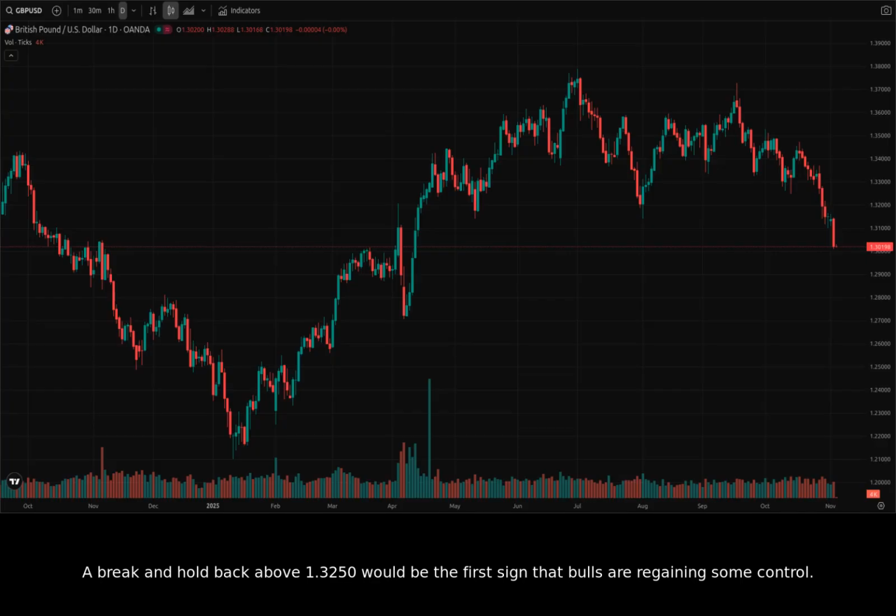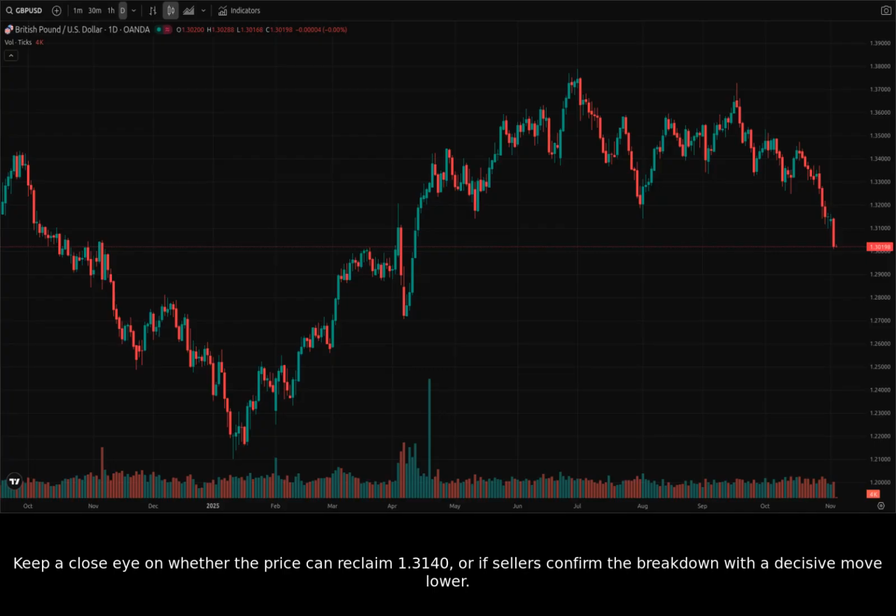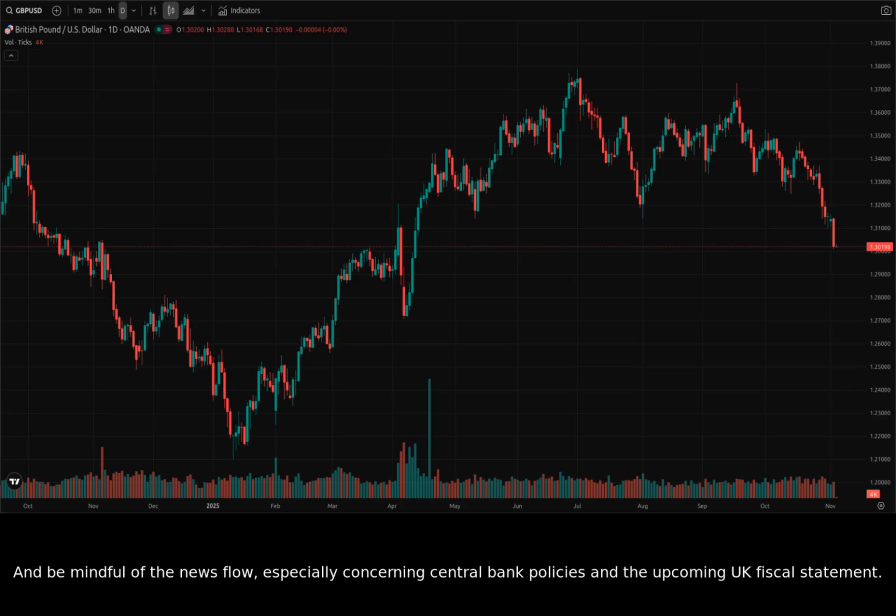In summary, pound sterling to US dollar is at a critical make or break point. Keep a close eye on whether the price can reclaim 1.3140 or if sellers confirm the breakdown with a decisive move lower. And be mindful of the news flow, especially concerning central bank policies and the upcoming UK fiscal statement.